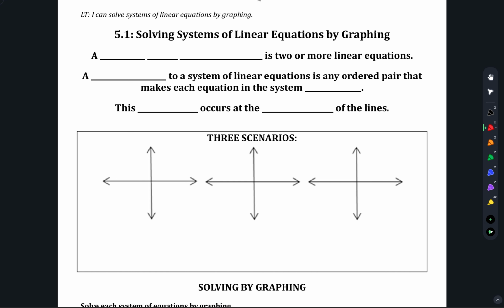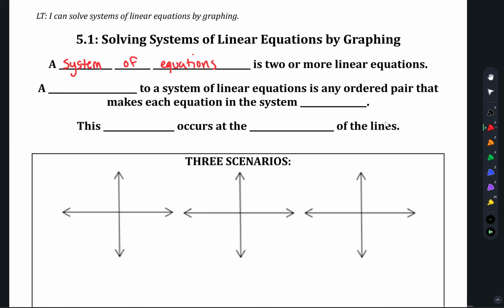Some vocab. A system of equations is just any time we have two or more linear equations in a problem. A linear equation is what we spent all of last unit talking about. Those are like straight line equations. Y equals mx plus b is one of the forms. And if we have two or more of those in the same problem, we have what is called a system.